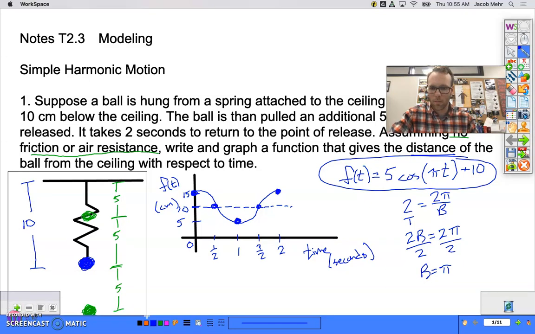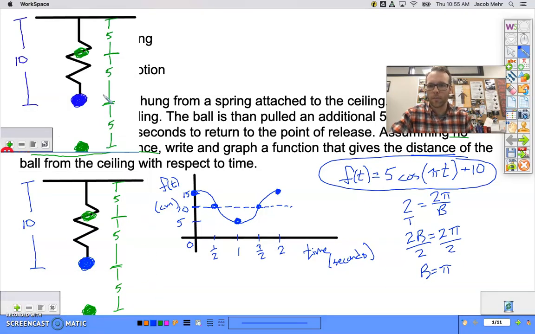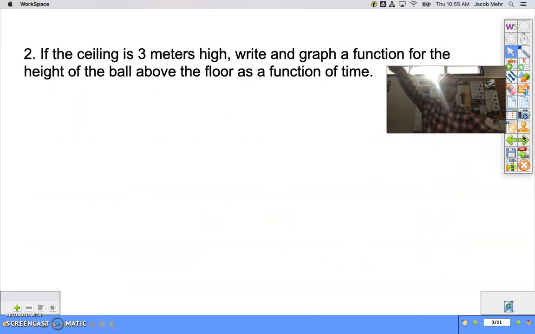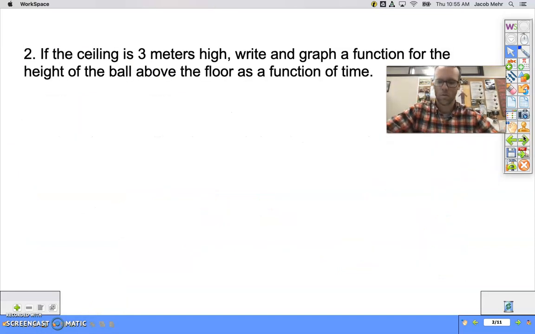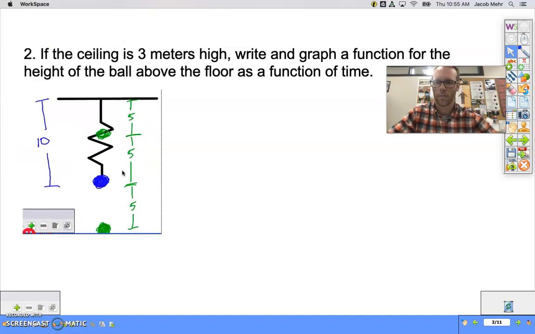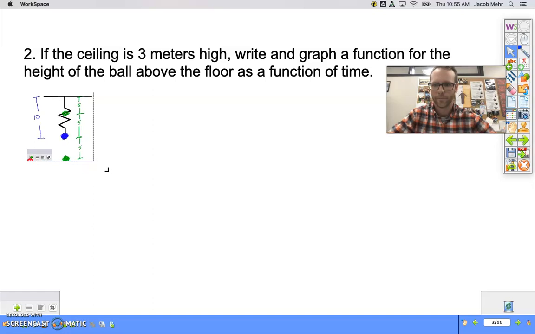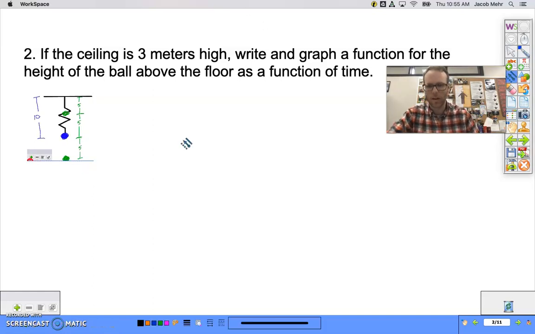Let's take a picture of my work here that I've already done. Let's see if I can put that in our new problem. There it is. All right, now let's shrink this down a little bit. Okay. And let's draw in the floor. This is not to scale.